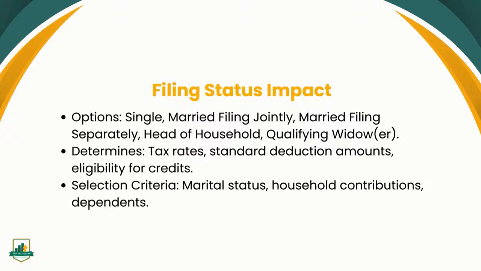So eligibility for tax credits and deductions. Filing statuses can also affect that eligibility for various tax credits and deductions. For example, some tax credits have income limits that vary by the filing status, and certain deductions may be limited or unavailable depending on the filing status chosen. All right. And then let's talk about AMT. Filing status can also impact whether a taxpayer is subject to the alternative minimum tax, which is a separate tax system with its own rules and rates designed to ensure that high income individuals pay a certain amount of their tax liability.